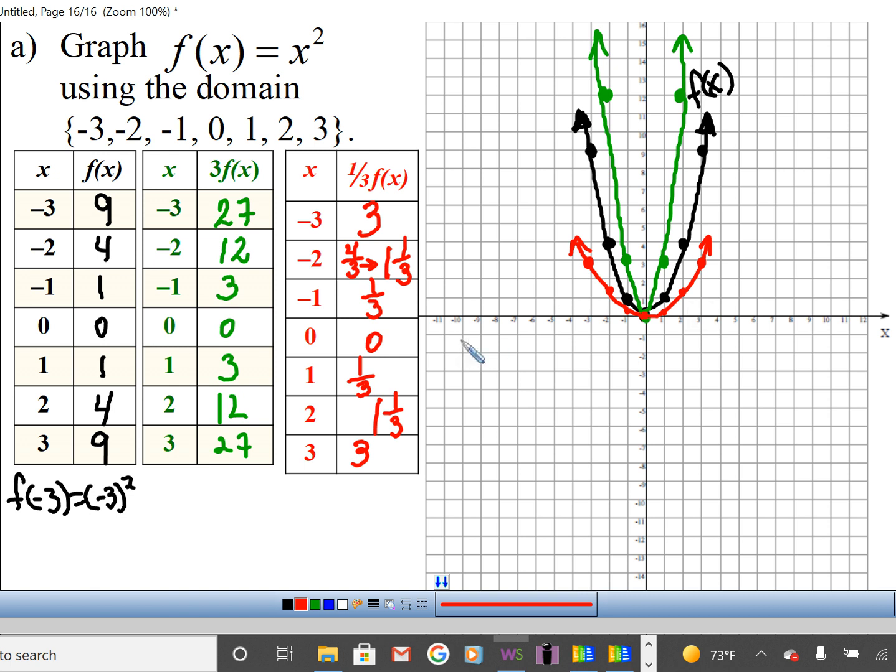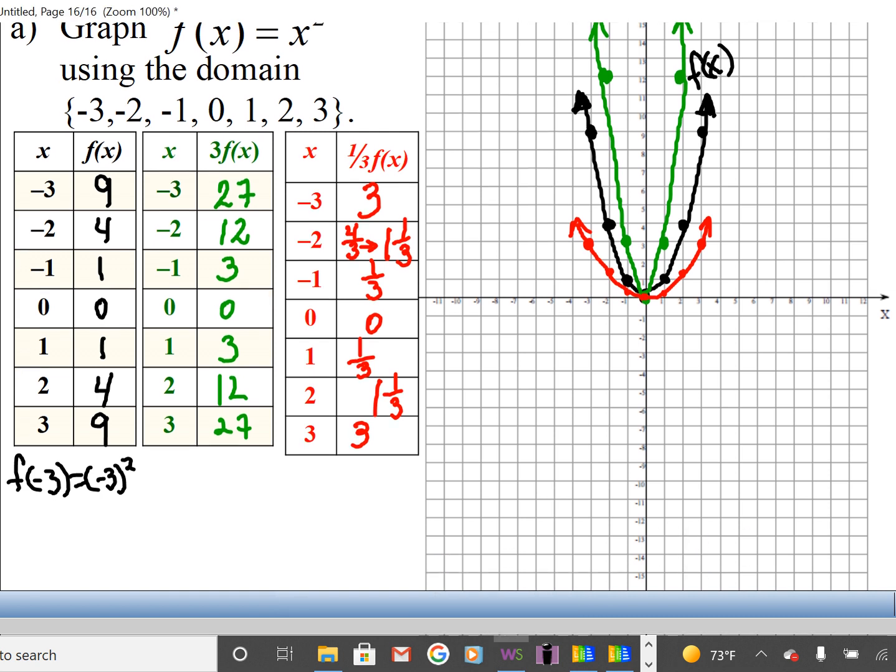Look up, please. Look at this one. What did we multiply to stretch it? And this one, what did we multiply to compress it? What would you say in general terms? Talk it over with your neighbor. What would you say in general terms?